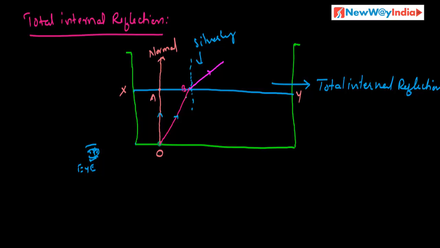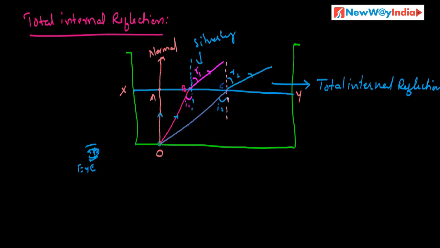Here the incident angle is I1, the refracted angle is R1. The OB ray is refracted here. Next, consider another point C. A ray strikes the water surface at C and it is refracted away from the normal. This is the normal. This is incident angle I2. This is refracted angle R2.